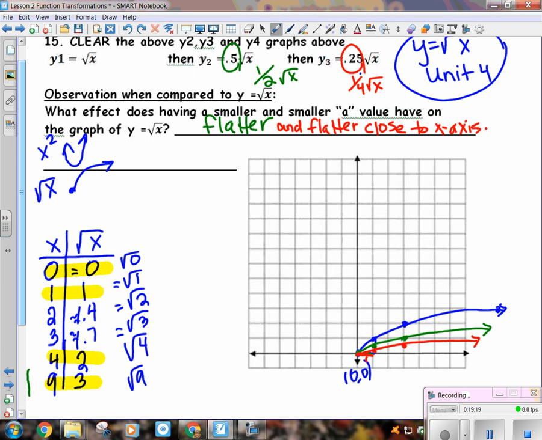Okay, flatter and flatter close to the x-axis. And again, we're going to call that vertically. This thing didn't stretch up. This thing did what? This thing shrunk. It looks like an elephant was sitting on it.